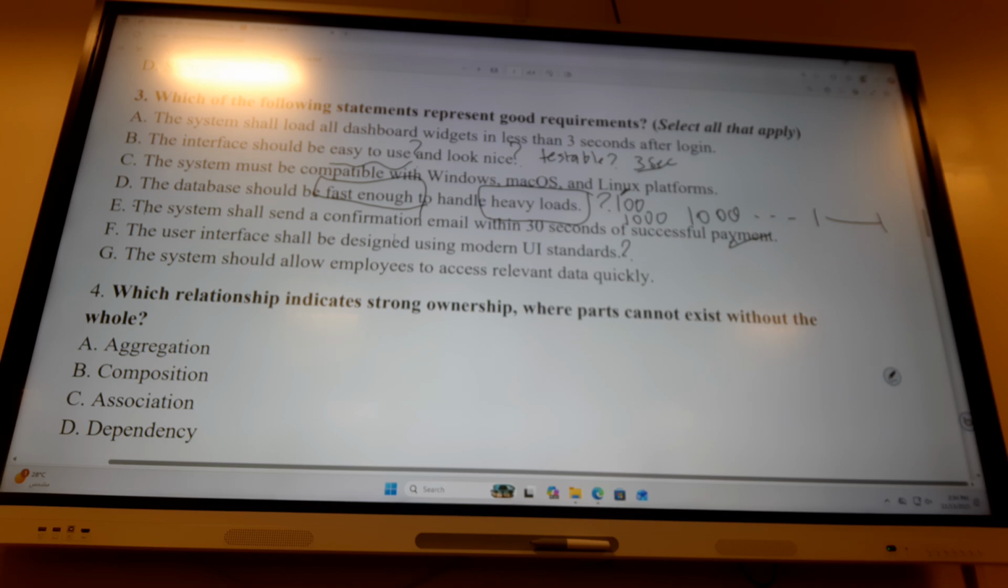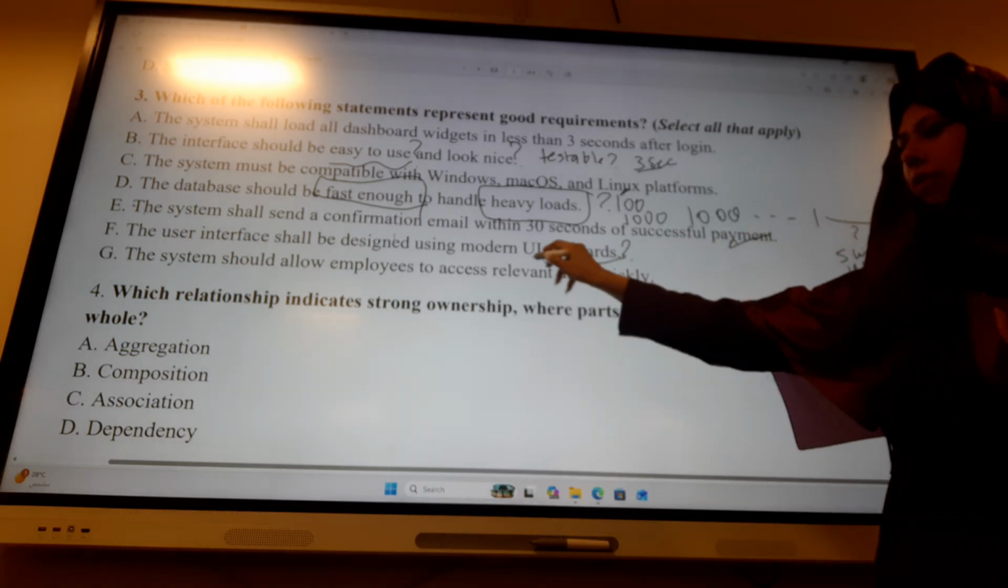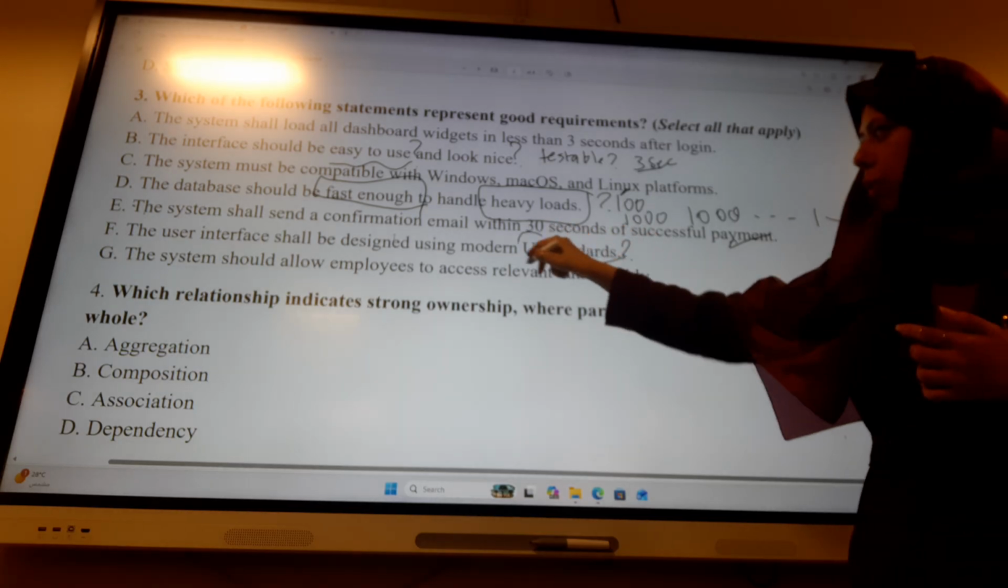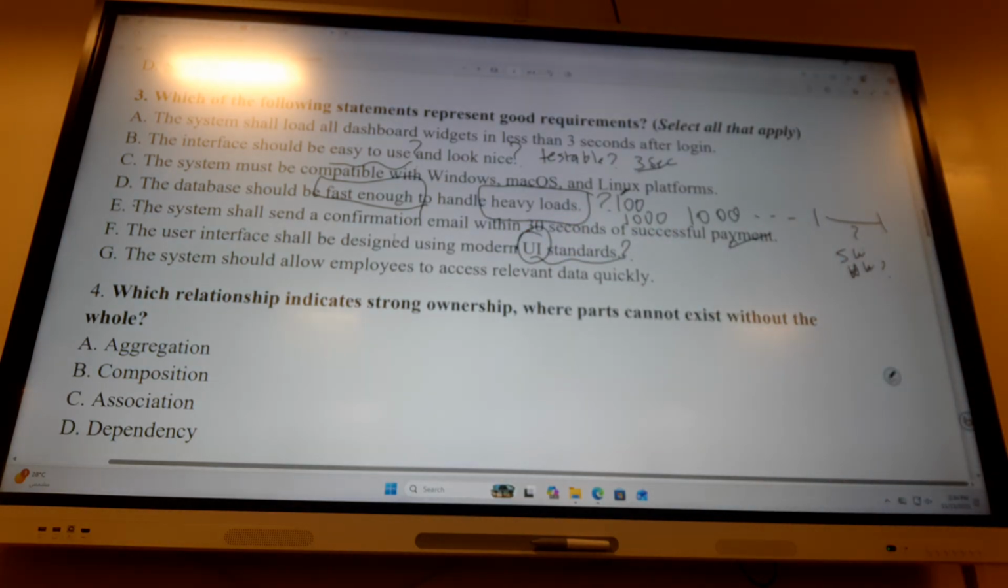Which one? Again, which one reflects software, not hardware? So you can't really be this general, right? You need to be specific. Again, it has to commit to these standards, but what standards? Which part of the user interface? Is it accessibility standards? Is it documentation standards?